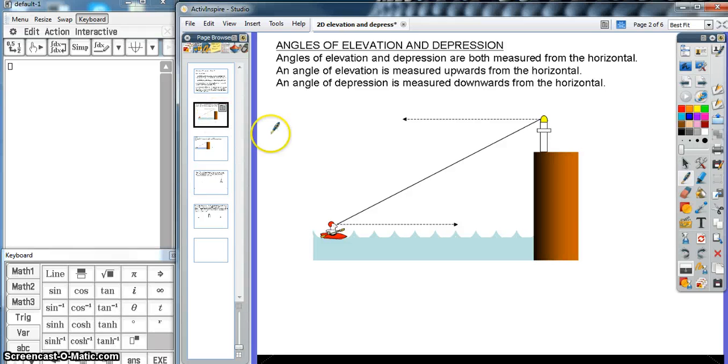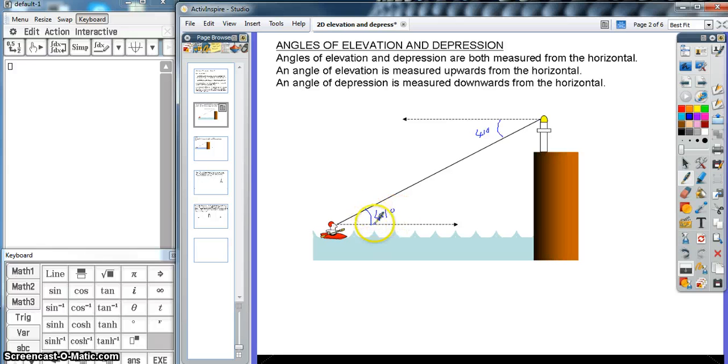So, angles of elevation and depression are measured from the horizontal. What that means is, let's say this guy here is in his canoe looking up at the lighthouse. We say this is an angle of elevation from the horizontal. Let's say that was 41 degrees. Well, if you were standing up at this lighthouse and you imagine a dotted line going out parallel to the horizon there, that would also be 41 degrees, and that's called the angle of depression because it's going down.